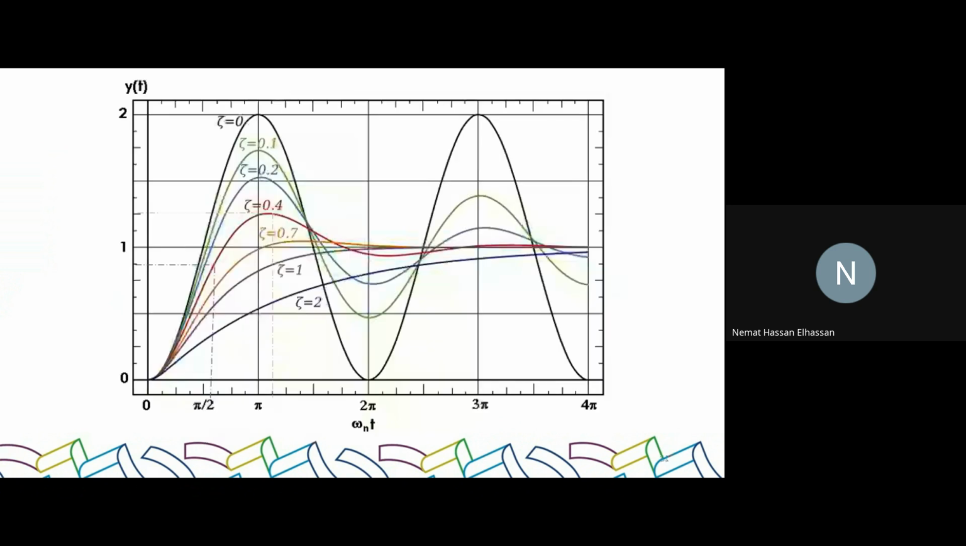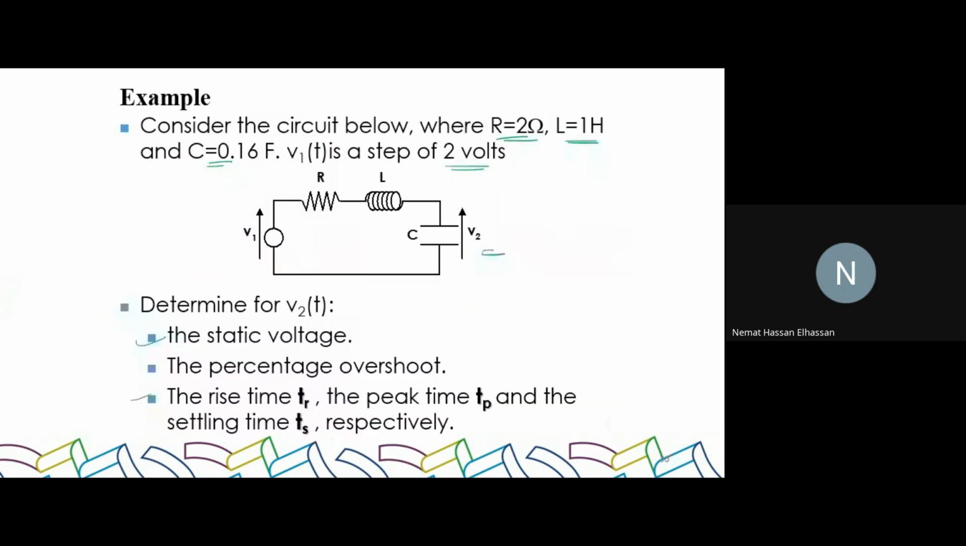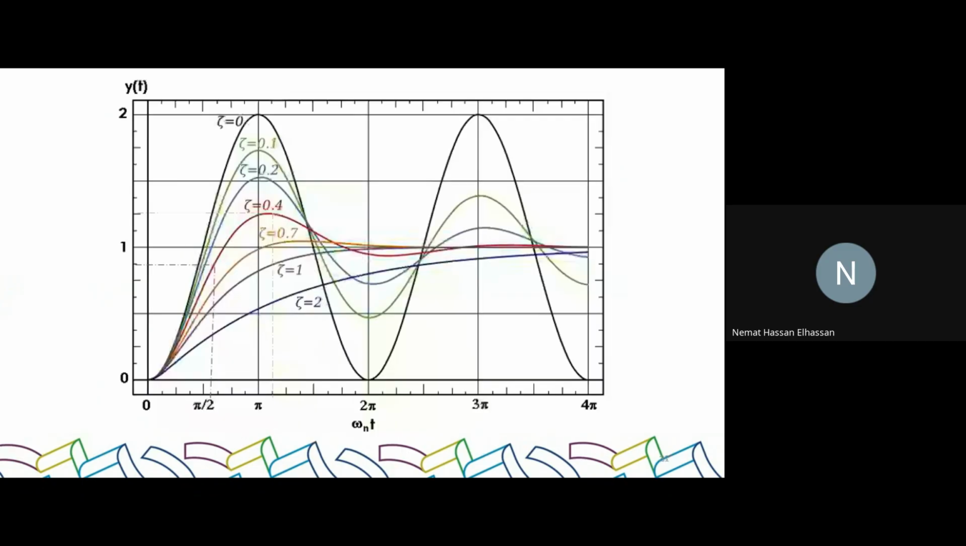And we said that the static voltage is equal to 2, and then it's asked to find the percentage overshoot, rise time, peak time. However, we're given this graph to help us with things that require graph. But if you look at the graph, we have multiple outputs, right? It depends on the topology, it depends on the value of zeta. So we have to first know which zeta are we working with. So based on that, we can tell which curve we should use.